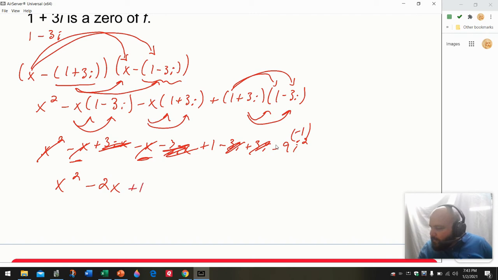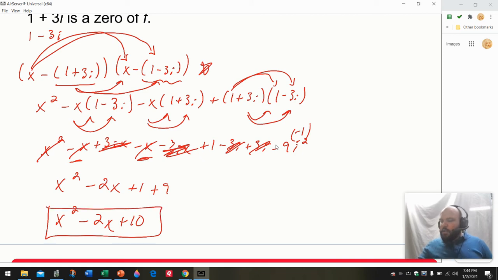And then this negative 9 times negative 1 turns into positive 9. So I get x squared minus 2x plus 10. So by taking the zeros that they gave us, writing the factors right here, and then foiling the factors together, we get a new polynomial, x squared minus 2x plus 10. Now, what are we going to do with that?